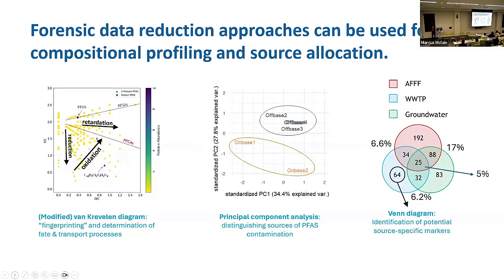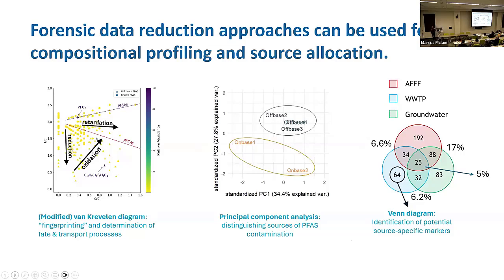And as you can see, these three different methods help scientists to determine where these PFAS compounds come from and how they behave in the environment over time. The first graph shows their behavior over time. They will be oxidized, or reduced, or retarded.